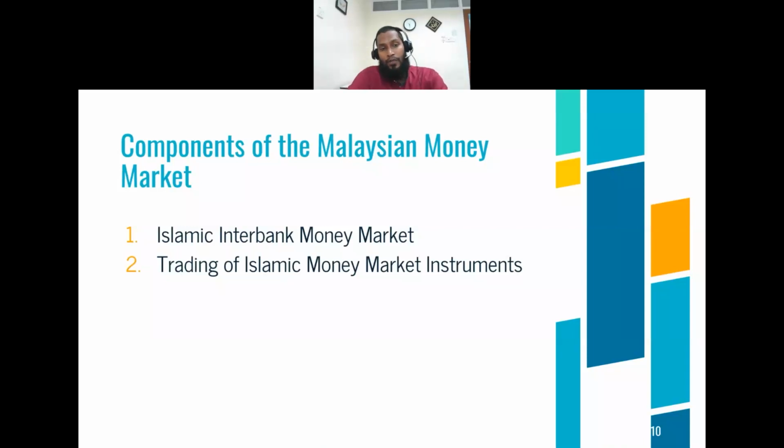So in the Islamic money market, there are two components. One is the interbank money market. It's a transaction between banks, between Islamic banks, Bank Islam with Maybank Islamic, for example. Another type is the trading of Islamic money market instruments. There are some money market instruments that are traded, and these instruments are mostly issued by the government.